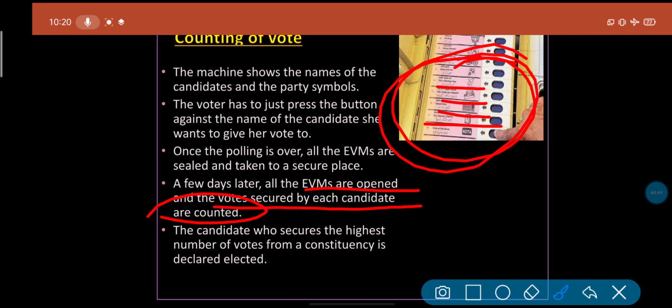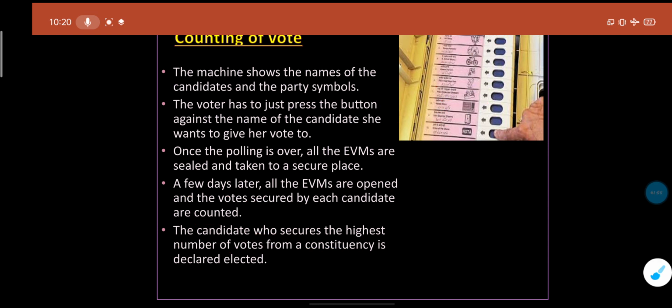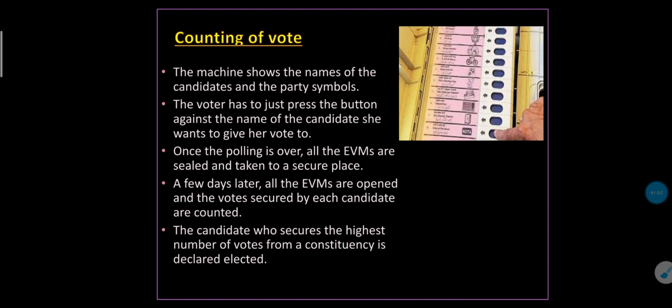After that, the candidate who secures the highest number of votes from a constituency is declared the elected person, and they win the battle. So this is the way the votes are counted. I hope you get a clear idea about this.